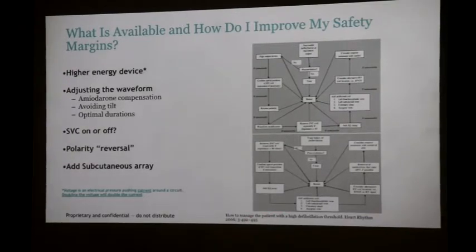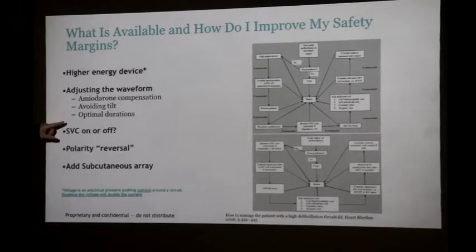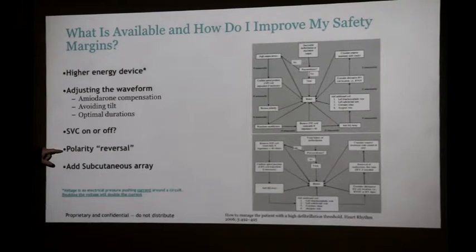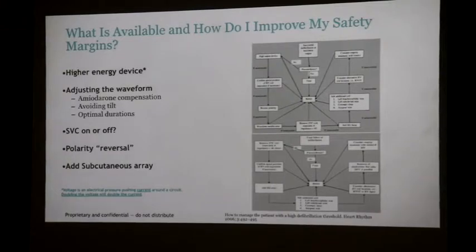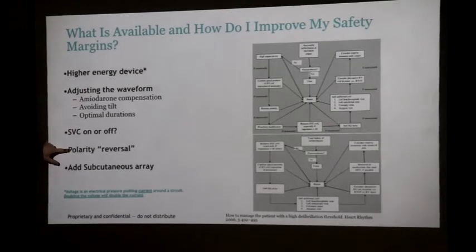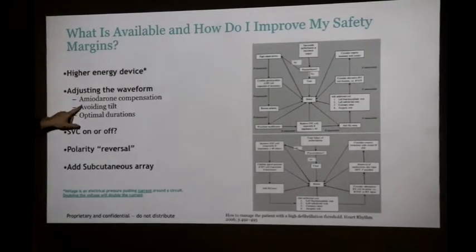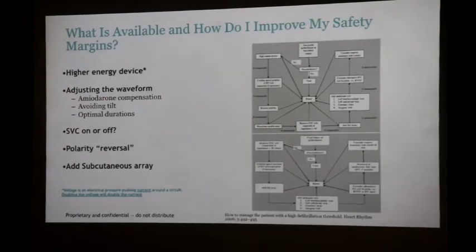So what can we do? Higher energy margins, change the waveform, turn the SVC on or off, polarity reversal, add a subcutaneous array. These are all the different things you can do if you have a high defibrillation threshold, right? You want to do the non-invasive ones first. Yes. We might do this, we might do this, and we're going to try and avoid that. We're definitely not going to get an extra box. You want to give him amiodarone? No, I want to take away amiodarone. I want to give him sotalol. Yes.